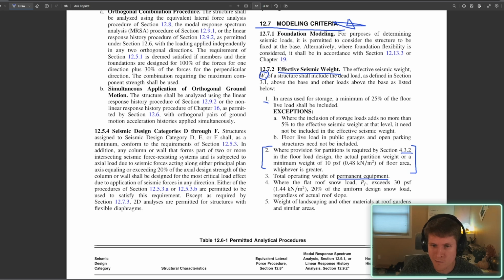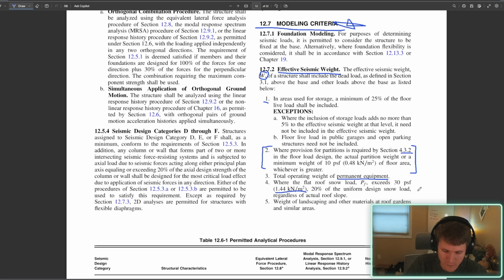So I think this is where we want to be. Where the flat roof snow load, P sub F, exceeds 30 PSF, and they also give you an SI units for anyone not US based, 20% of the uniform design snow load, regardless of actual roof slope. This is where we're going to find ourselves today.